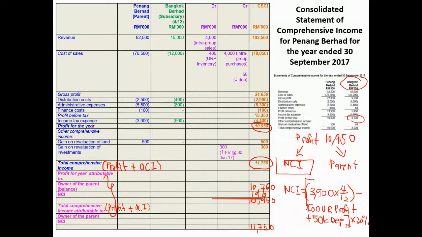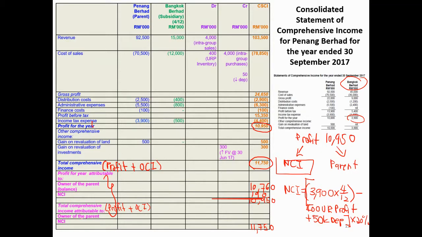I think last week in workshop, someone asked the question, can I just take the total comprehensive income for sub-C times by, let's say NCI is 20%, times by 20%. You are not supposed to do that. Because of this here, you can see the profit you already adjusted for your unrealized upstream sales, and then you have to take into account the depreciation.